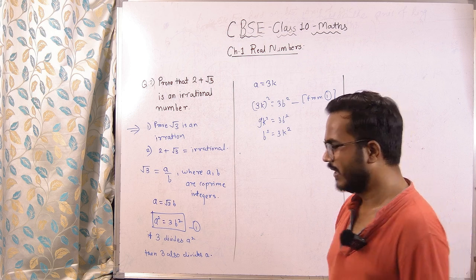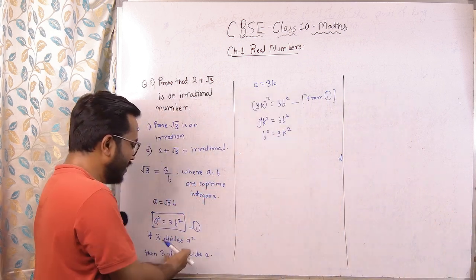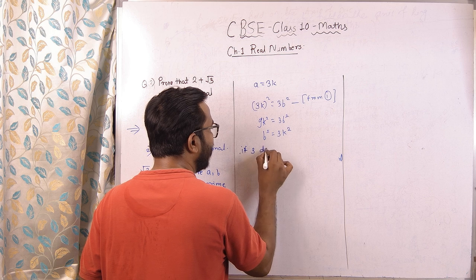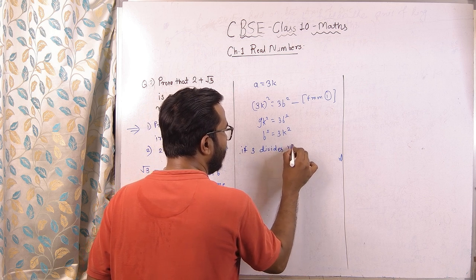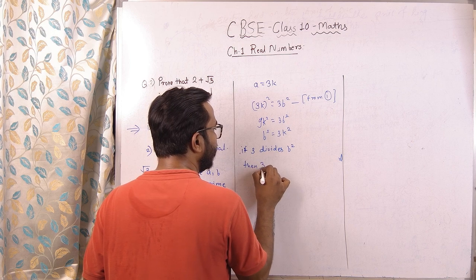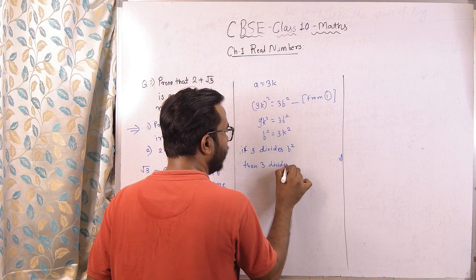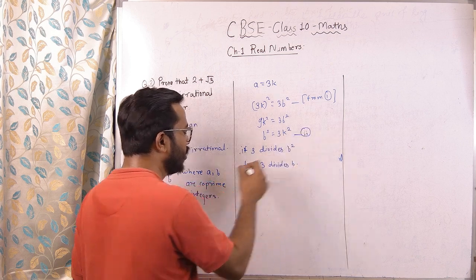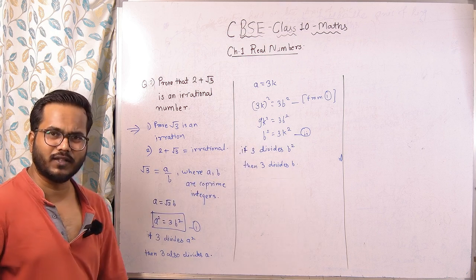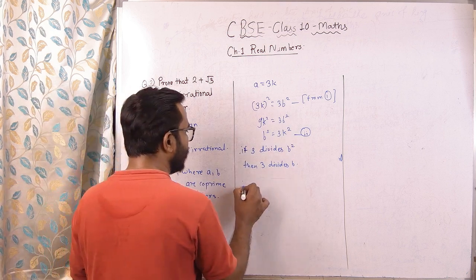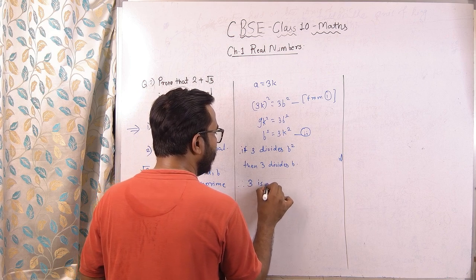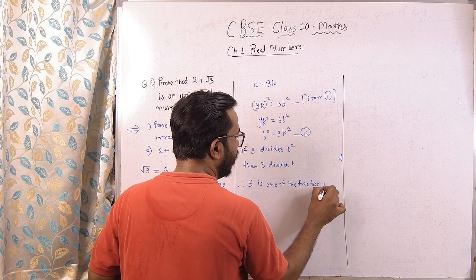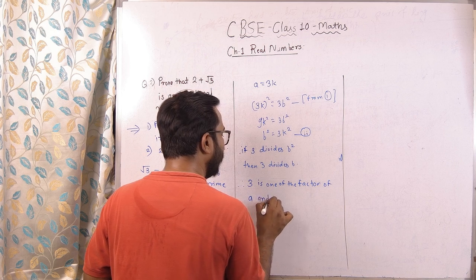Yes or no? Now I can also use the CM theorem. If 3 divides b square, then 3 divides b. Correct? So let's call this equation 2. So from 1 and 2, clearly 3 is one of the factors of a and b. Therefore, 3 is one of the factors of a and b.